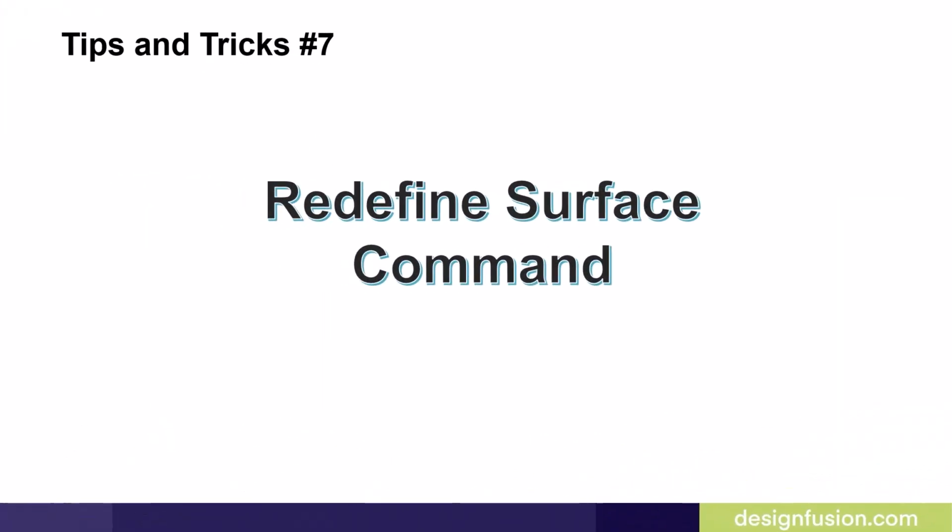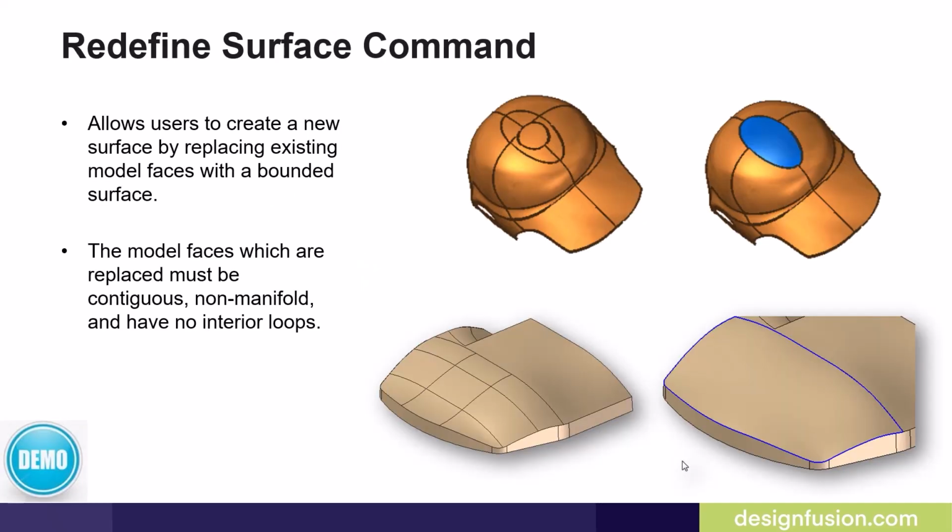Tips and tricks number 7, Redefine Surface command. Sometimes the Geometry Inspector cannot heal the faults. That's when you must fix the model manually. There are many options to help you achieve this goal. Last year, I included the bound command in the tips and tricks presentation. This year, I chose to introduce you to the Redefine Surface command.